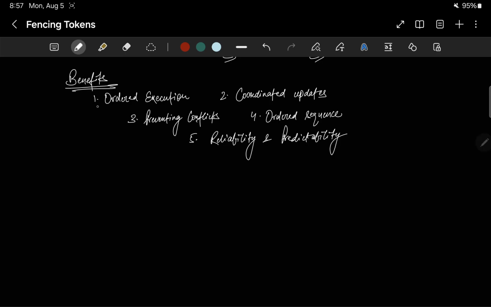Fencing tokens ensure that the execution happens in a predefined order. The updates are coordinated among the different nodes. Conflict does not occur because of a missed order of execution. The sequence should always remain ordered, and the system should remain reliable and predictable.